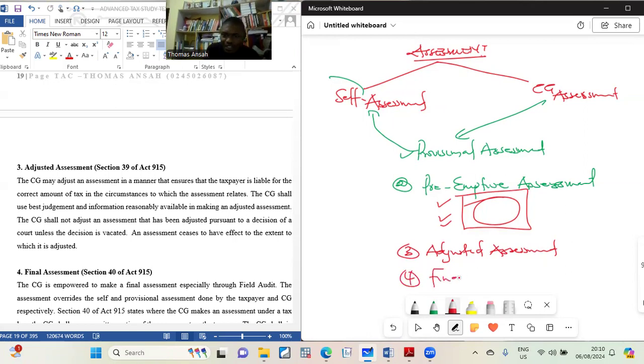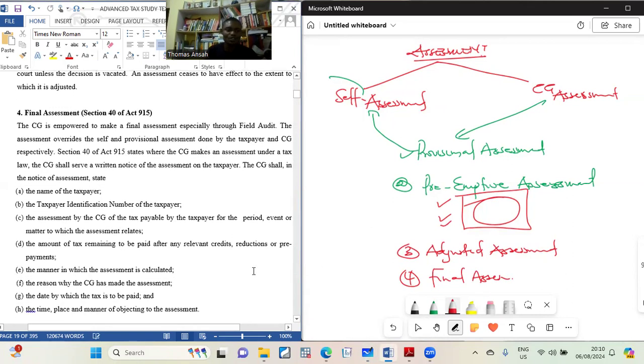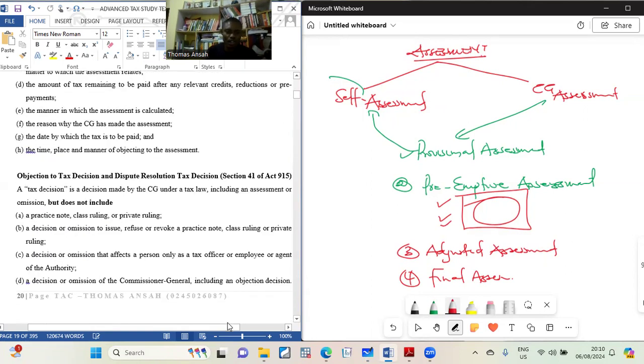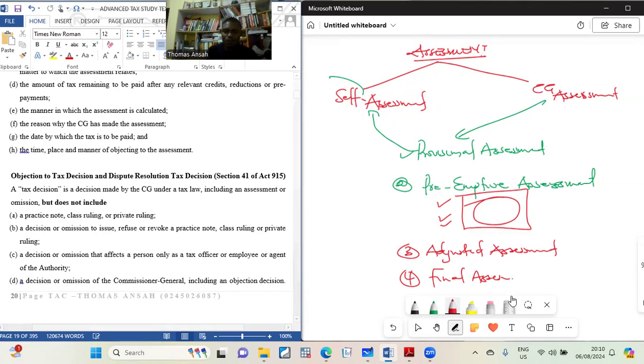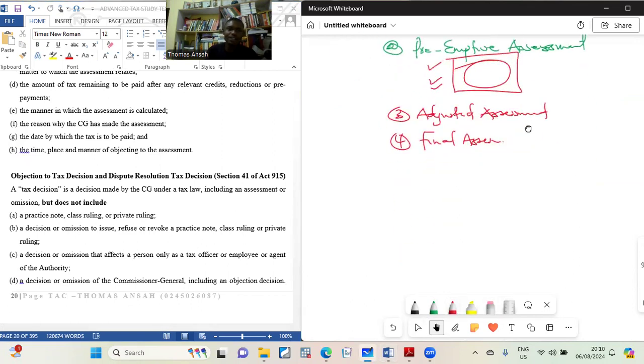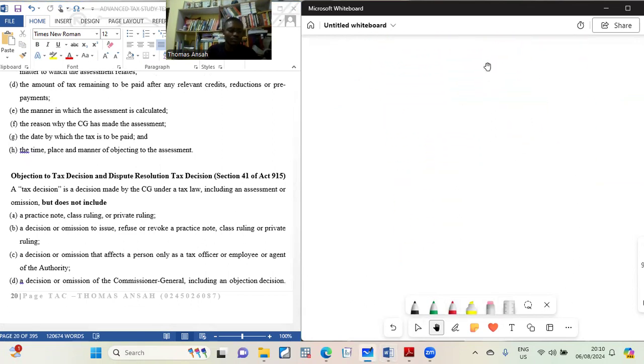Then we have the final assessment. Final assessment is the one where they come to your office, take your books, audit everything, then they assess you. They will give you your liability. All right. So basically that is that. Please, at this point, any question? Any question?